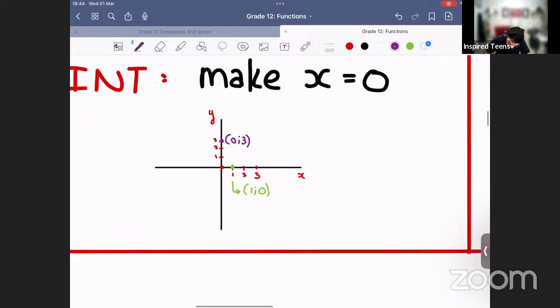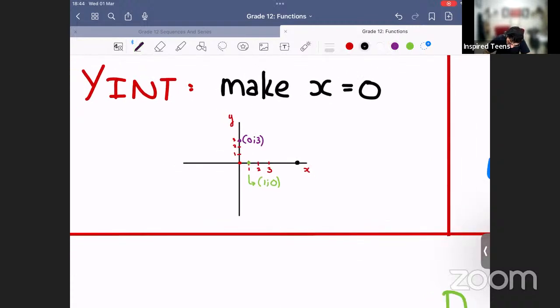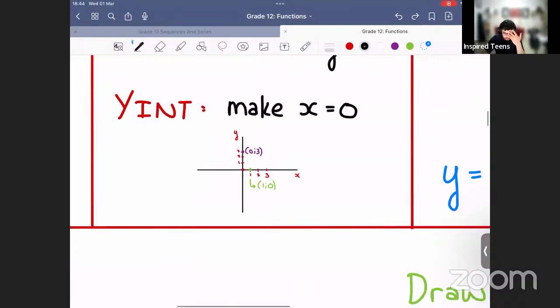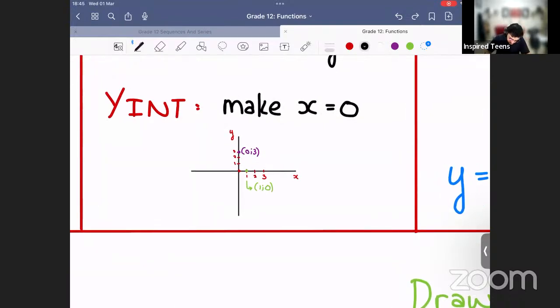Now, as you can see, any point on the x-axis has a y coordinate of 0. Any point that lies on the x-axis has a y coordinate of 0 because it hasn't shifted up or down. So it cannot have a y coordinate as anything except 0. This is the exact reason why, in order to calculate the y-intercept, you need to substitute x as 0, because the coordinate will be 0 and y, sorry. For y-intercept, 0 and y, in this case 0 and 3. So the y-intercept here is 3.